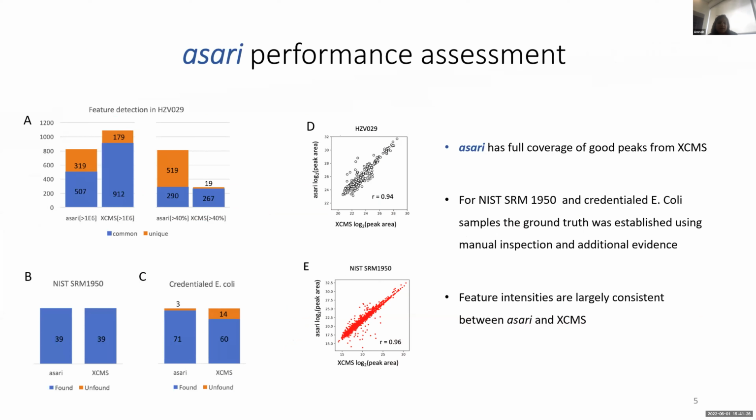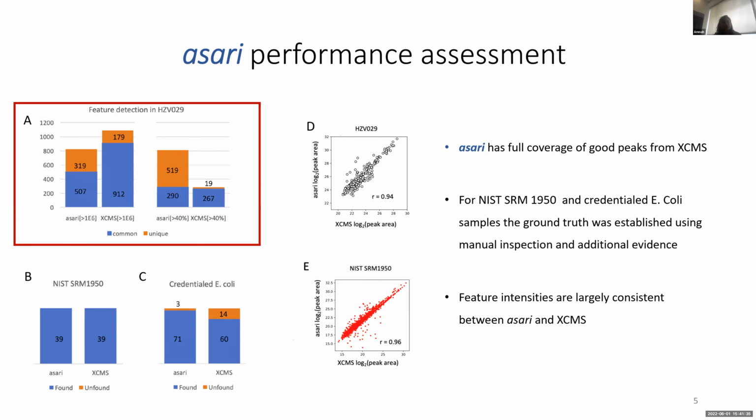We evaluated performance of Asari on several data sets, but I chose a few to discuss with you here. In panel A, this data set consisted of 268 human plasma samples. Once we filtered features for a peak height of 1 million and later 40% sample presence, all the features of XCMS are also detected by Asari.